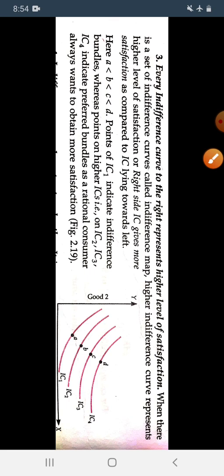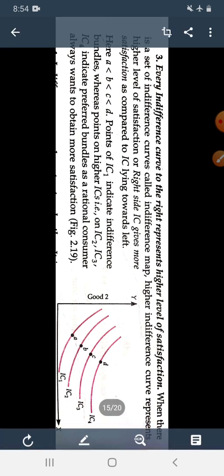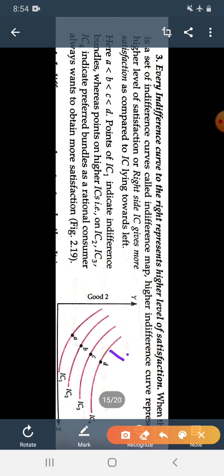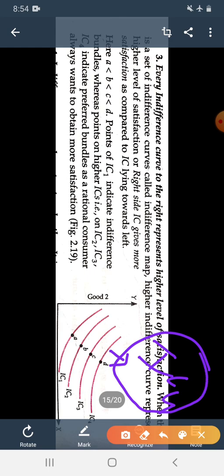Here, the points A, B, C, D of IC1 indicate indifferent bundles, whereas points on higher ICs, that is IC2, IC3, IC4, indicate preferred bundles for a rational consumer. That means the last curve, IC4, is preferred by the consumer because it gives the consumer more satisfaction.